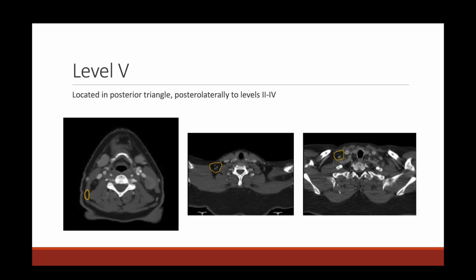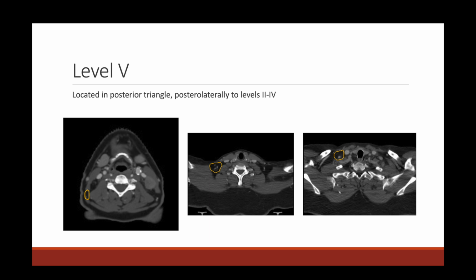The level 5 nodes are located in the posterior triangle, and they're located posterolaterally to levels 2 through 4. So as we're contouring levels 2 through 4, remember we talked about stopping at the back of the sternocleidomastoid muscle. So the posterior edge of the sternocleidomastoid corresponds to the posterior edge of our levels 2, 3, and 4. If we were to extend our contour and include that fatty space that is posterior to the sternocleidomastoid muscle, that is the posterior triangle, and that's where level 5 nodes are.